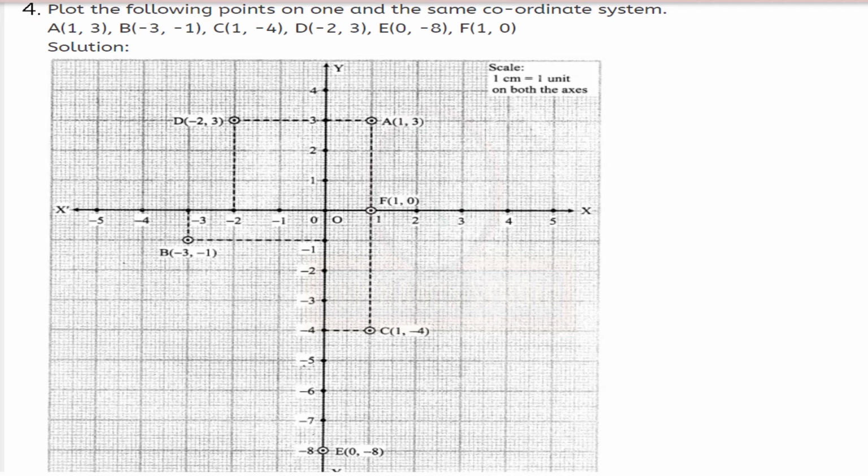Plot the following points on one and the same coordinate system. On one and the same coordinate system means on one and the same plane, that is on a single graph paper you have to show all these points. So plot the following points on one and the same coordinate system. Point A, point B, point C, point D, point E and point F are given to you.